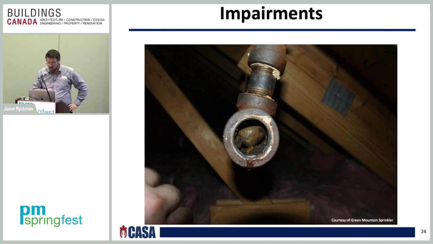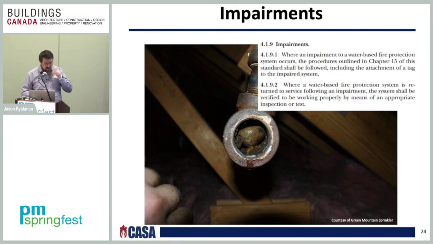Also, where an impairment to a water-based fire protection system occurs, the procedures are outlined in Chapter 15 of NFPA 25 and shall be followed, including the attachment of a tag to the impaired system. Whenever your system is impaired, there has to be a tag at the sprinkler valve and at the FDC stating that it's impaired, and all those directives are in Chapter 15. And Chapter 4, section 4.19, tells you to follow the procedures outlined in Chapter 15.